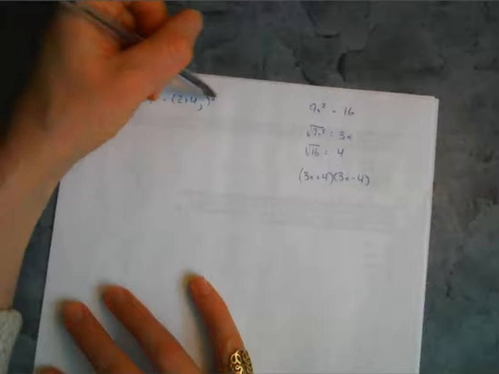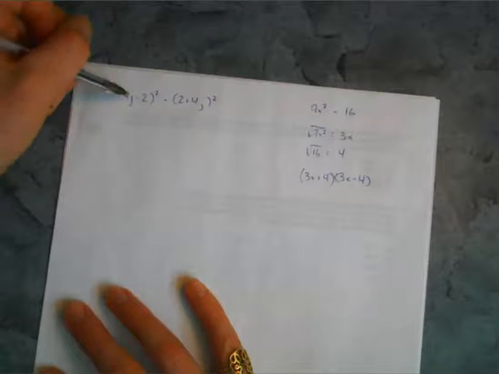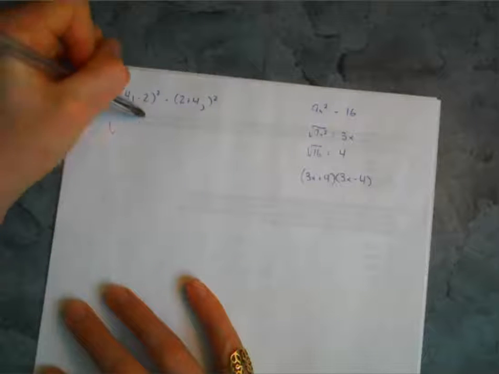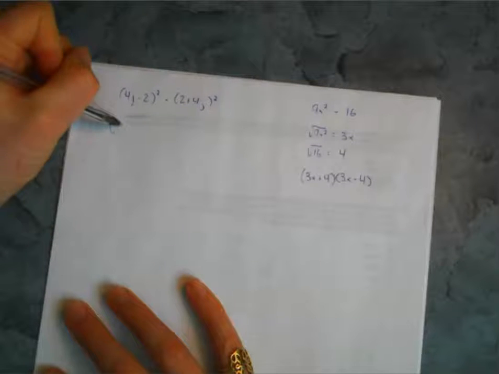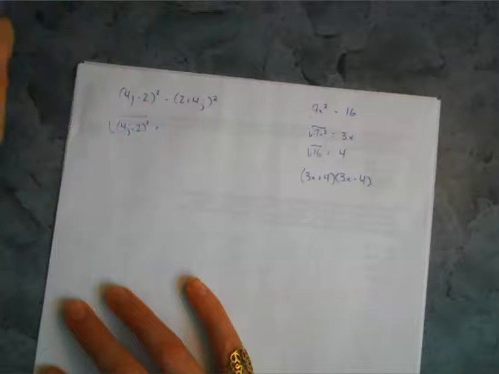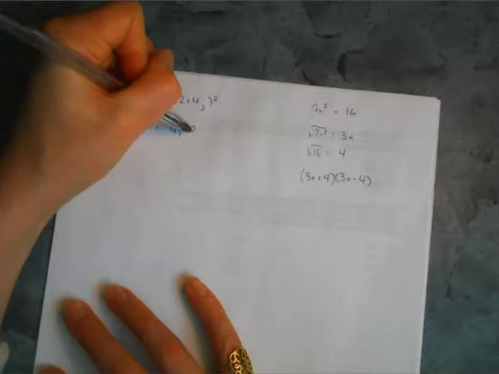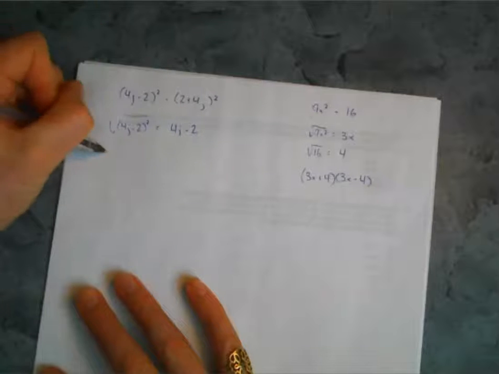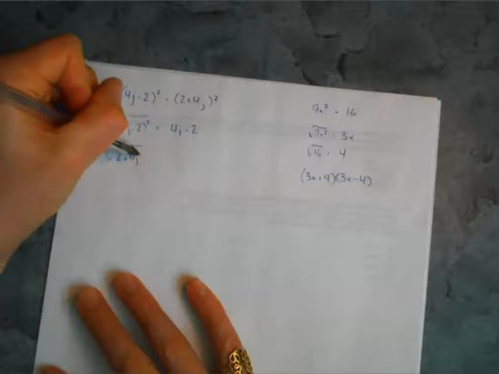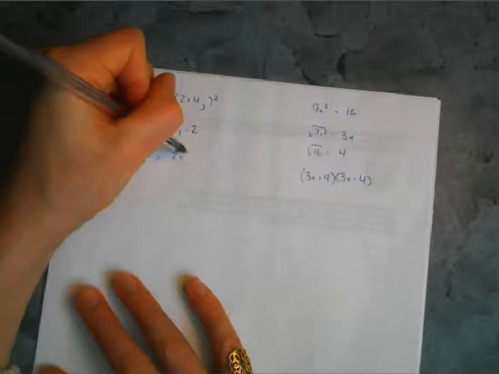So we can do the same thing with this expression, where because everything in this bracket is squared and everything in this bracket is squared, both terms are perfect squares. All we need to do is square root each of them. So we're going to have the square root of (4j minus 2) squared, which basically just removes the square, so we have 4j minus 2. And then for the second one, the square root of (2 plus 4j) squared, which gives us 2 plus 4j.